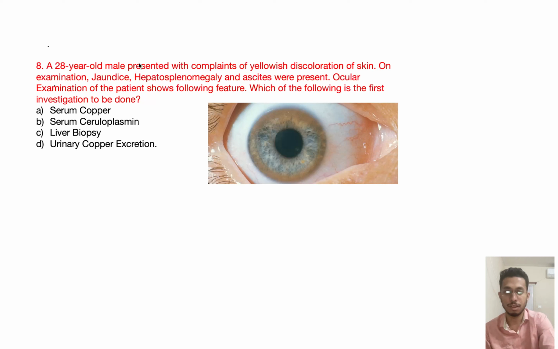Now, coming to the next question. Obviously this is a spotter type question; even if you do not know this, read the question, you know this is a case of Wilson's disease. So, what are they asking about? They are asking about a 28-year-old man who presented with complaints of yellowish discoloration of skin. On examination there was jaundice, hepatosplenomegaly and ascites. So, this is almost like an end stage liver disease presentation.